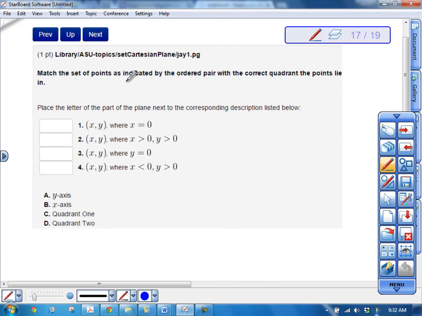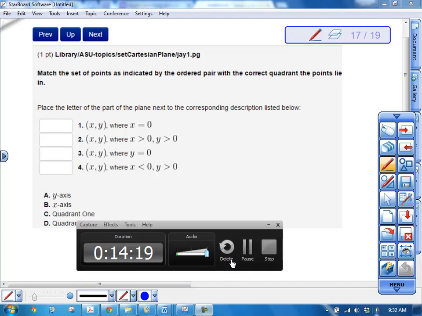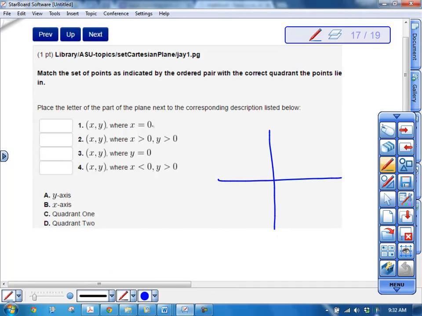Next problem wants us to match the set of points indicated by the ordered pair with the correct quadrant the point lies in. All right, first one, if x is equal to 0, then obviously we're on the y-axis somewhere. All right, if x is greater than 0 and y is greater than 0, we're in the first quadrant. And then if y equals 0, we're on the x-axis. And then the last one, if x is less than 0 and y is greater than 0, we're in quadrant 2.